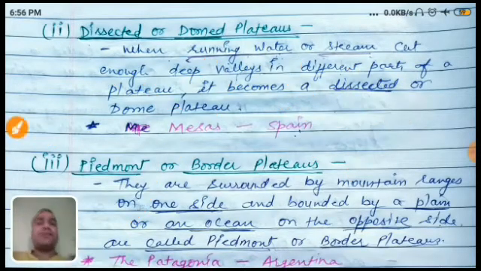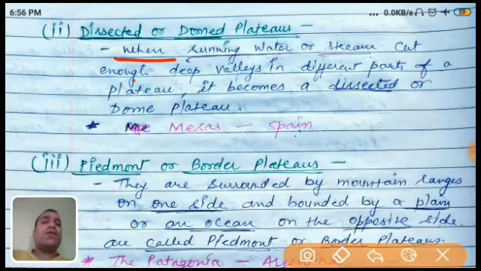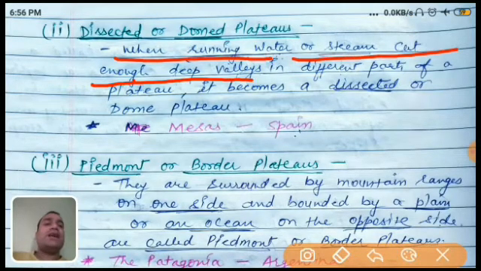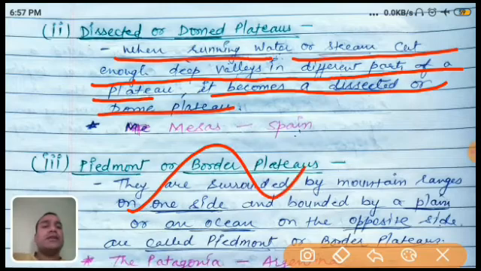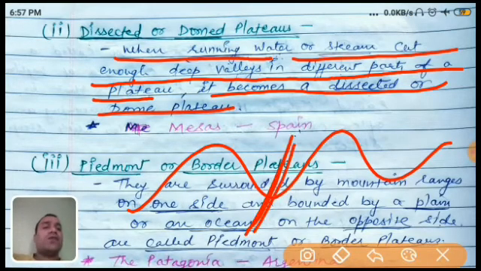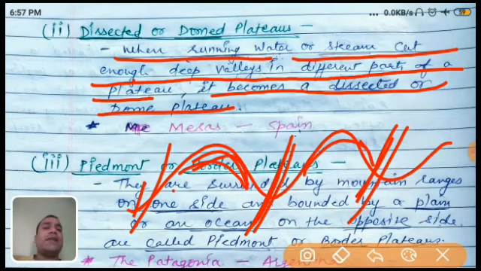Now see, when running water or streams cut deep valleys in different parts of a plateau, it becomes a dissected or dome plateau. As I already told, this is the structure. If the water cuts down from here, from here, from here, it becomes a dome-like plateau or dissected plateau.